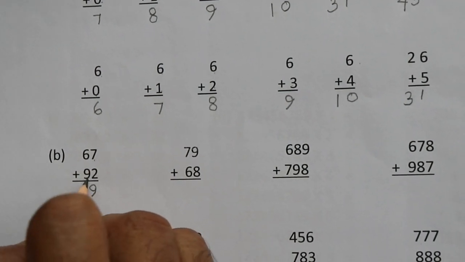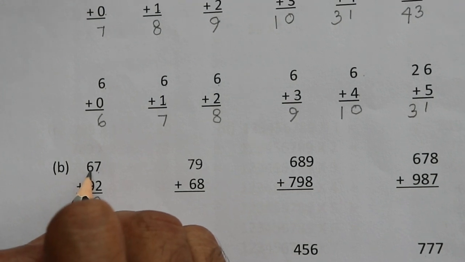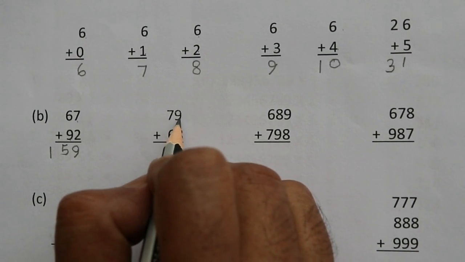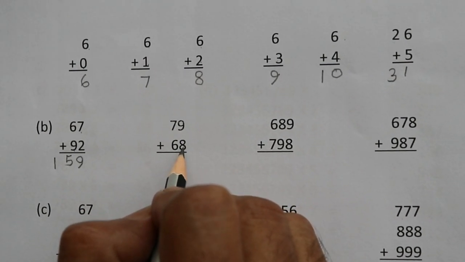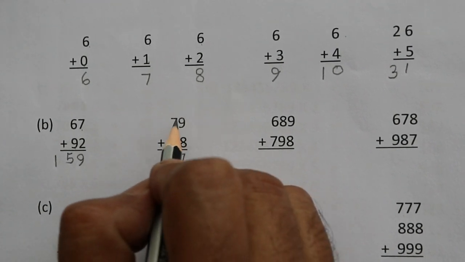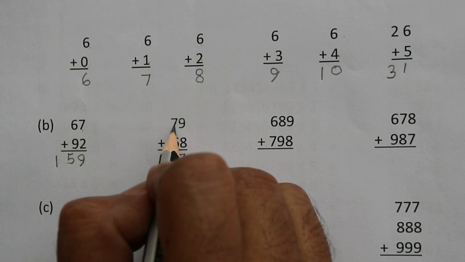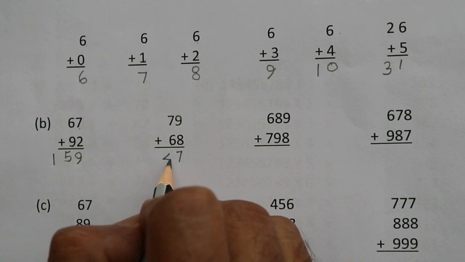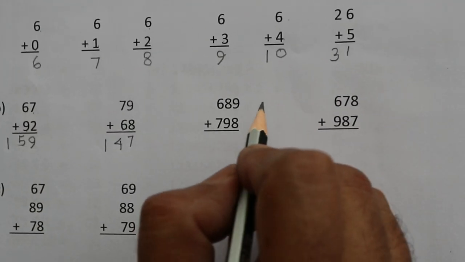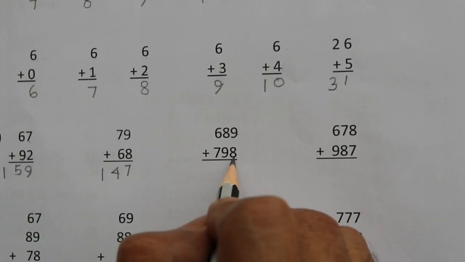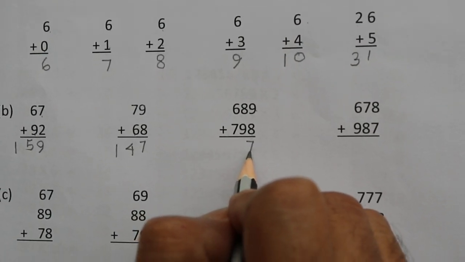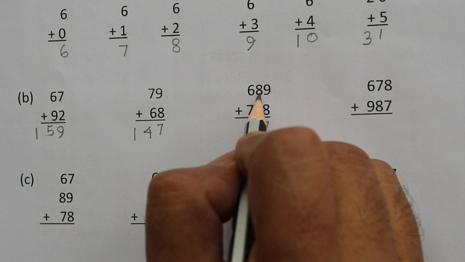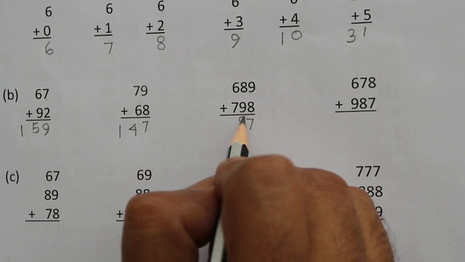Plus 9 minus 1. 6 minus 1, 5. Carry over 1. Plus 9 minus 1. 8 minus 1, 7. Carry over 1. 7 plus 1, 8. Plus 8 minus 2. 6 minus 2, 4. Carry over 1. Plus 9 minus 1. 8 minus 1, 7. Carry over 1. 8 plus 1, 9. Plus 9 minus 1. 9 minus 1, 8. Carry over 1.